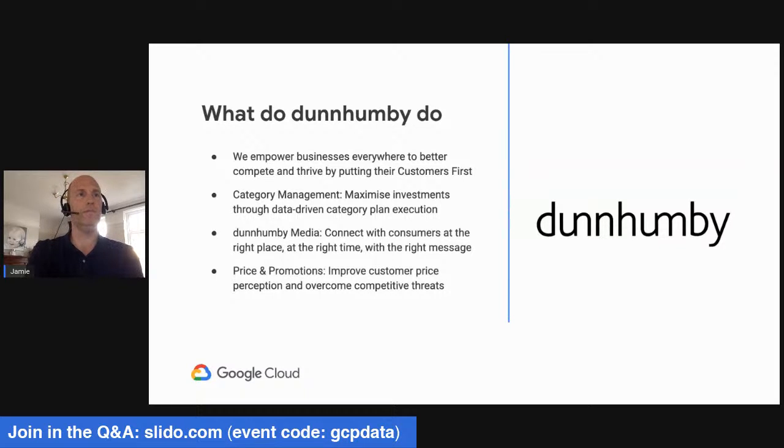So we specialize in a number of areas, including category management, so maximizing the investments that our clients make through data-driven category planning and execution, and we've got a number of products focused around that. We have Dunnhumby Media, which is all about reaching the customers of our clients at the right place at the right time with the right message, and we have offerings around price and promotions as well, helping our clients to price their products competitively and plan what promotions they should be carrying out upon them. And we do all this through a combination of data and science, and that's kind of our reason for being, if you like.